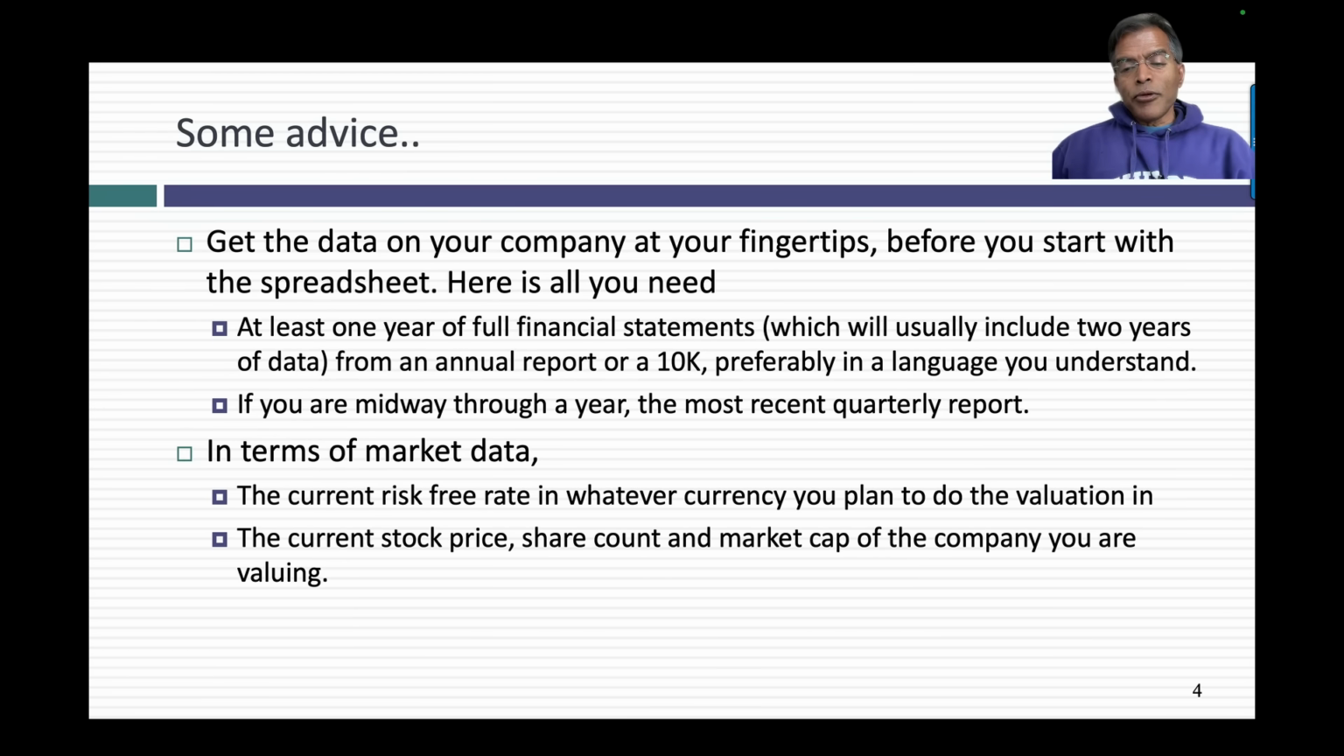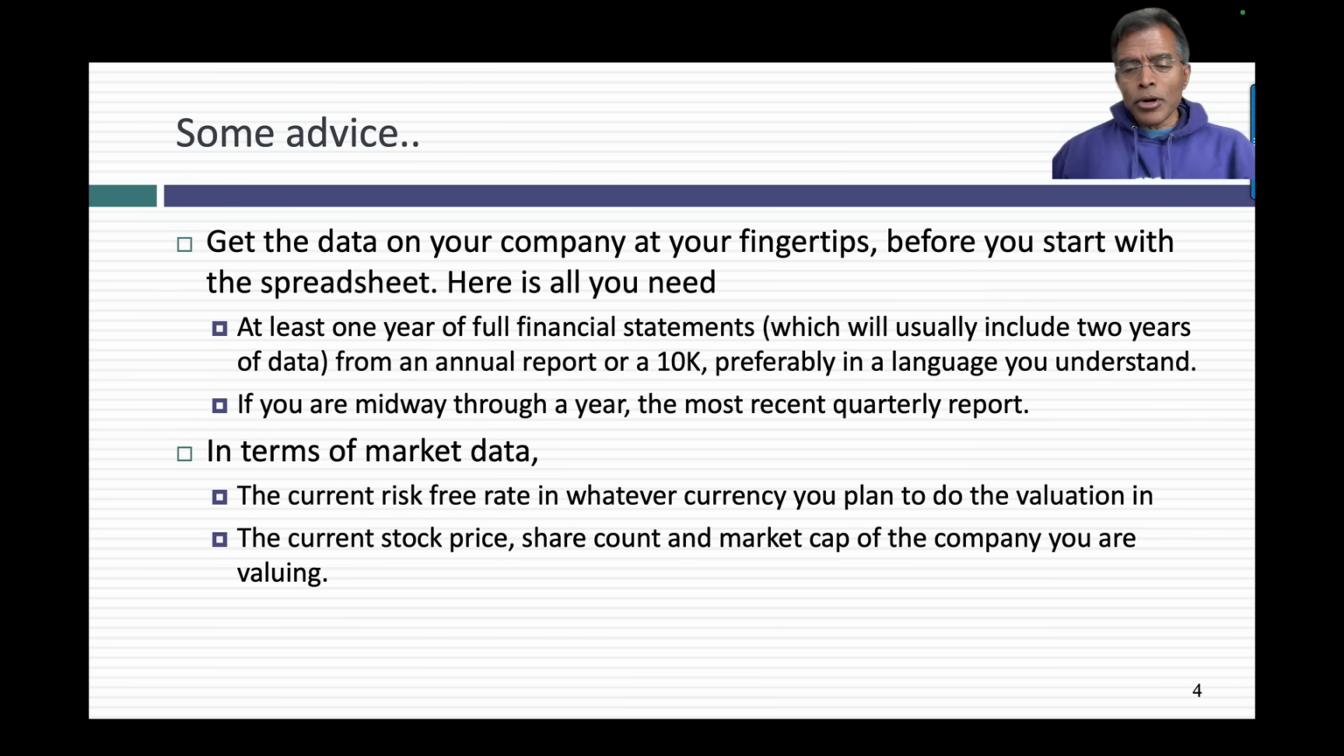Finally, some advice before we start on what you need before you open the spreadsheet. First, pick a company, because there's no point opening the spreadsheet if you're not going to look at a company. It's too abstract. Pick a company and get at least one year of financial statements. You don't need much. You don't need 10, 20, 30 years. This isn't a historical data-driven valuation. If you have 10, 20 years and you want to look at them, by all means do so. But all I need is one annual report.